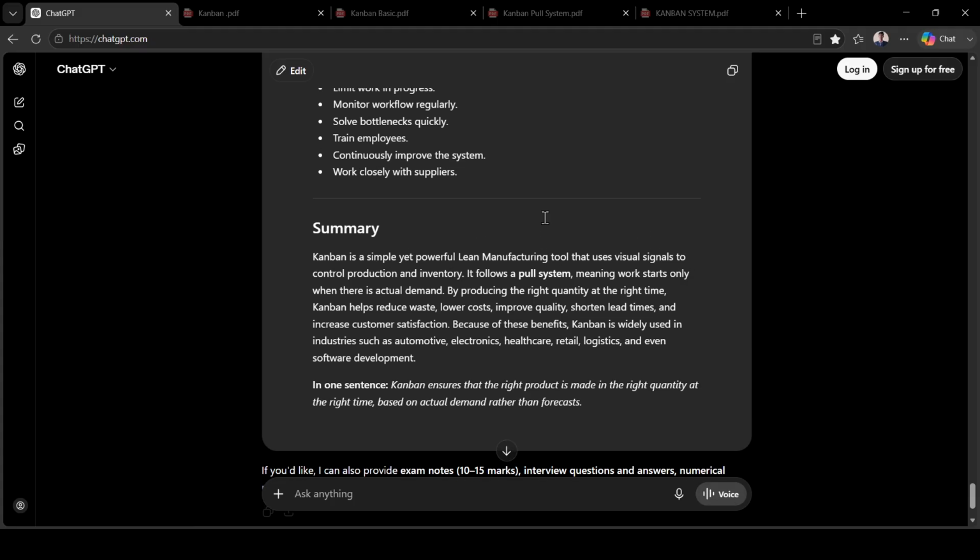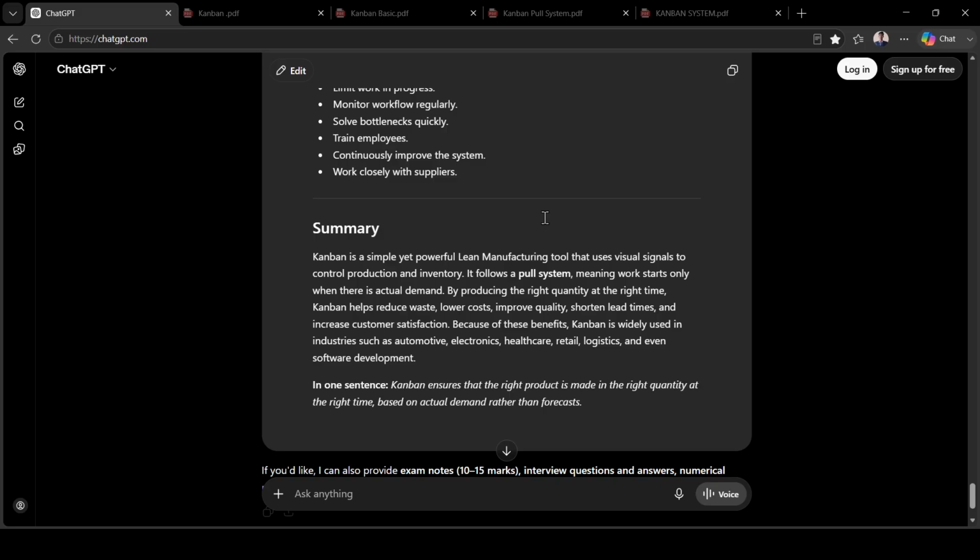And a simple summary. Kanban is a simple yet powerful lean manufacturing tool that uses visual signals to control production and inventory. It follows a pull system, meaning work starts only when there is actual demand, producing the right quantity at the right time. So Kanban helps reduce waste, lower cost, improve quality, shorten lead times, and increase customer satisfaction.